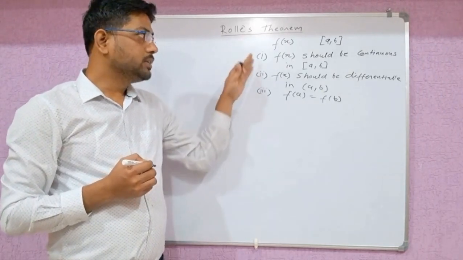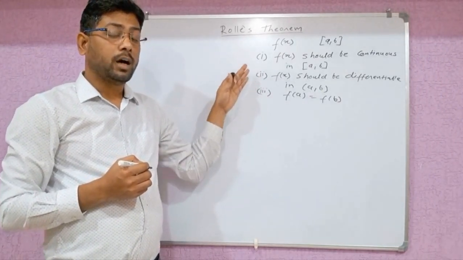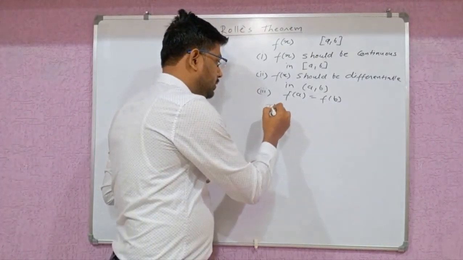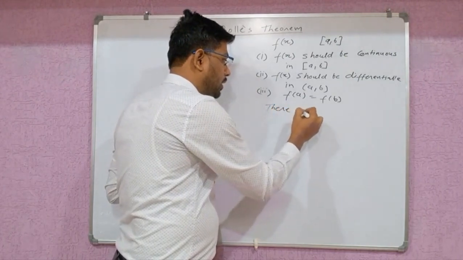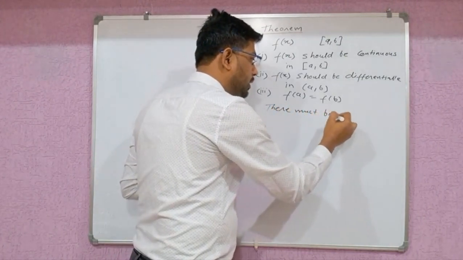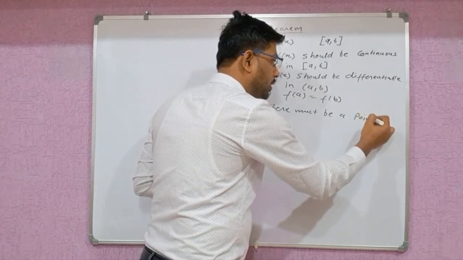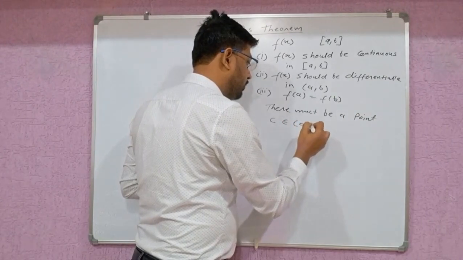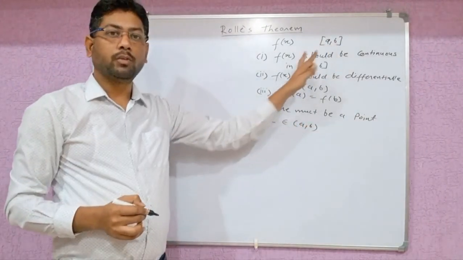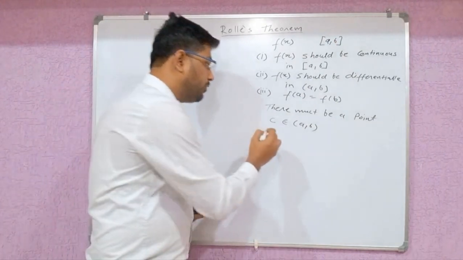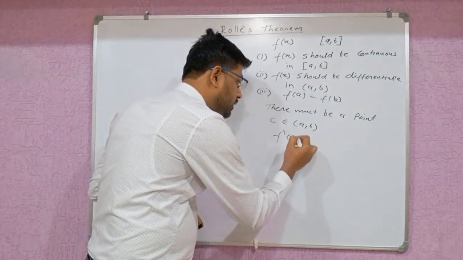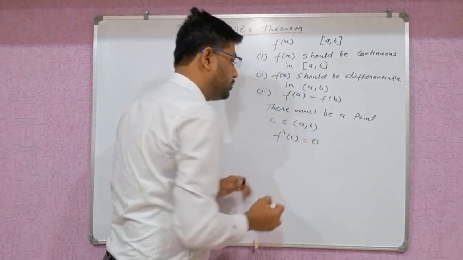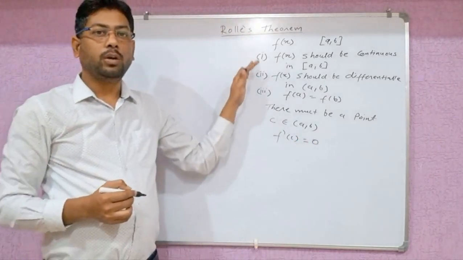If these three conditions are satisfied, then according to Rolle's theorem, there must be a point c in the interval a to b. In this interval a to b, there will be a point c such that f'(c) should be equal to 0. So this is the whole statement of Rolle's theorem.